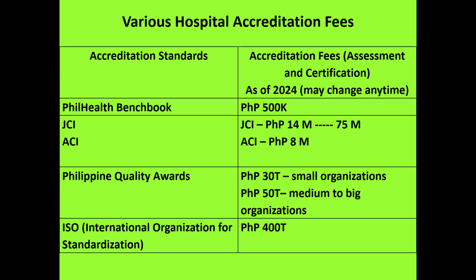For PhilHealth Benchbook, it has increased to 500,000 as of today. Okay, before it used to be 100,000. Then JCI, Joint Commission International, 75 million or even more to this day. Then Accreditation Canada, 8 million. Philippine Quality Awards for small organizations, 30,000. And then for the bigger organizations, 50,000. For the ISO, the running rate is about 400,000. This is just to give you an idea of the fees. It might change as time goes on.